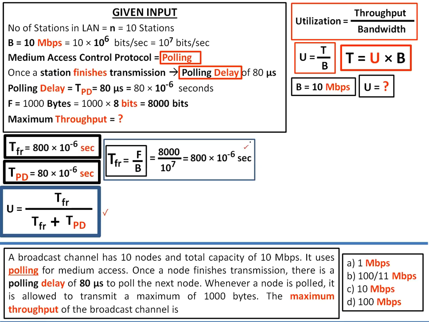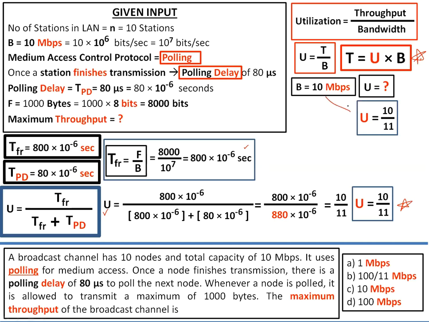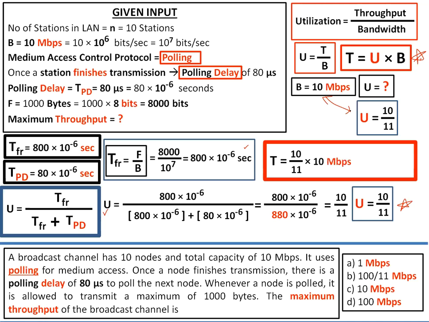So TFR and TPD are fine. Then utilization, if you substitute, is 10 by 11. Now substitute in this: bandwidth is there, utilization is there. So throughput is equal to utilization into bandwidth, which is 100 by 11 Mbps, guys. Because of the polling delay, the channel will be idle, guys. The channel doesn't have any data.